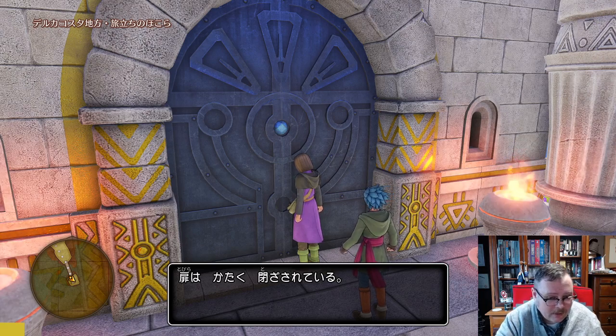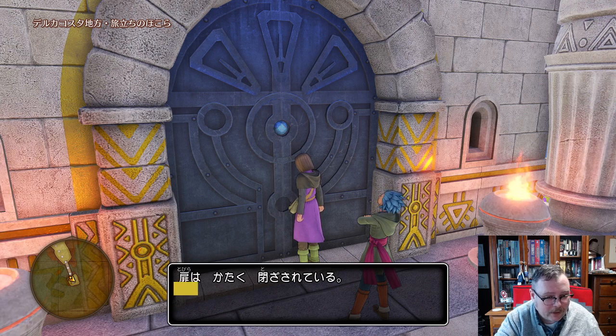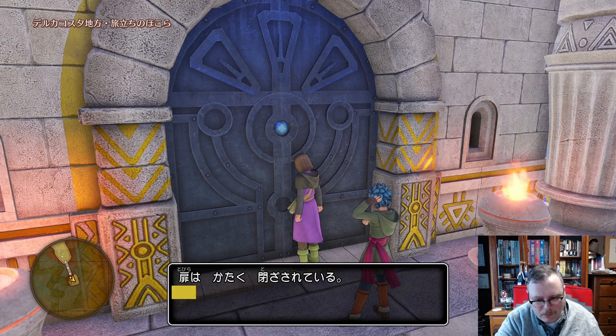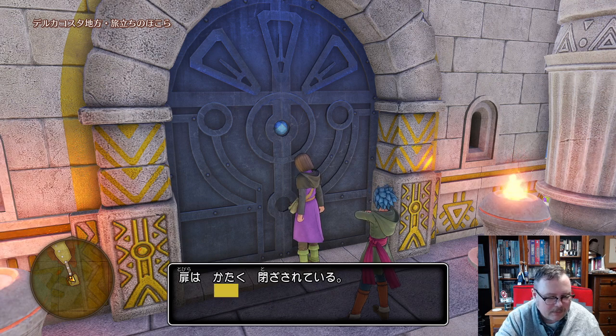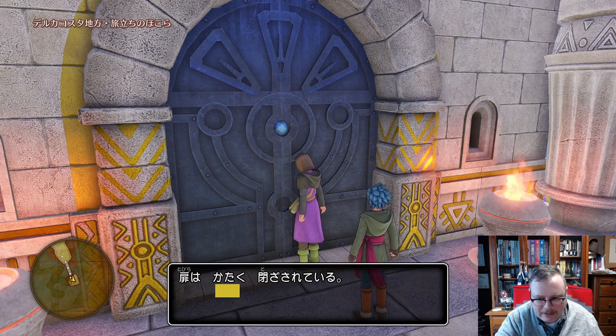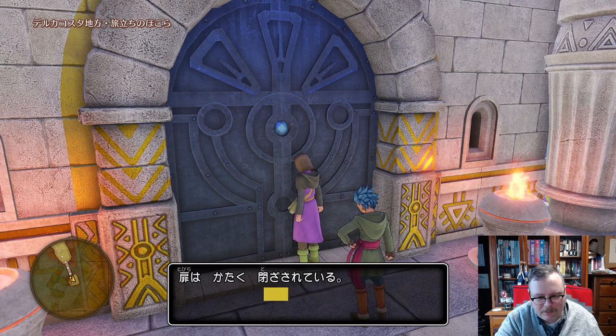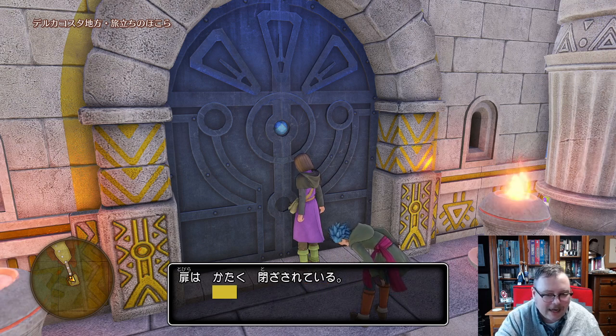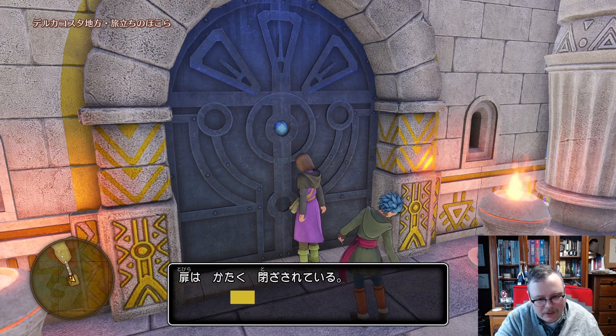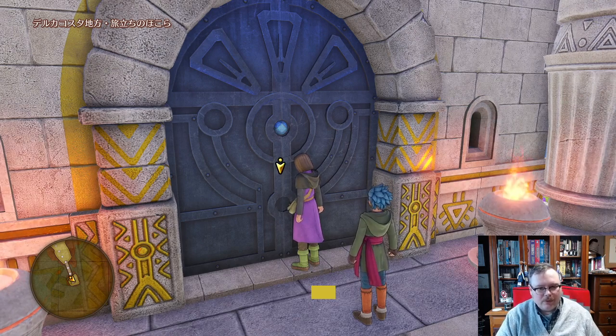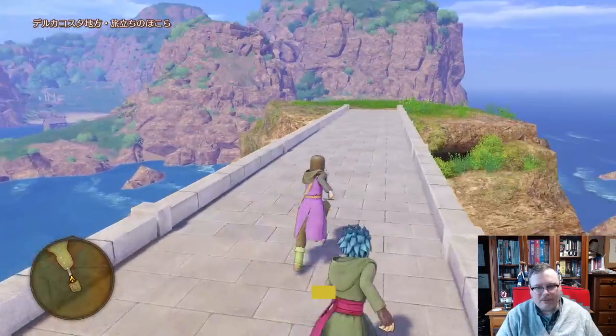Okay, so here it says Tobira wa kataku tozarareteru. So Tobira is this thing here, the door, and wa is the topic marker. So it's telling you not to worry so much about what's before it. The main point of the sentence is what's after it. Okay, kataku is an adverb. It means tightly, and then tozasareteru is passive. It means that it has been closed tightly. So the door is tightly closed. The door is tightly closed. So that means, I guess we've got to find a key somewhere.